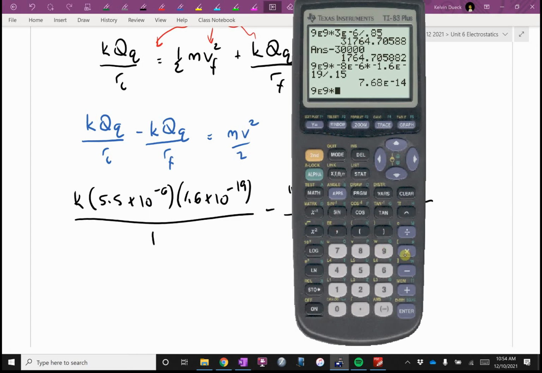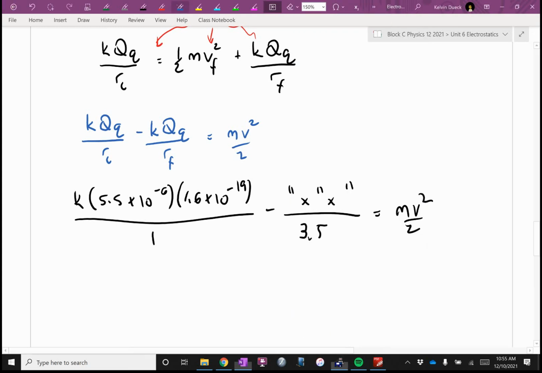9 times 10 to the 9th, 5.5 times 10 to the negative 6 times 1.6 times 10 to the negative 19. I know that dividing by 1 isn't going to change the answer, but I'm going to divide by 1 so that I can backspace in the second one. But I have mocked many of you for timesing by 1 or dividing by 1, and I will say to you, I'm doing this deliberately in the full knowledge that it's redundant, so don't tell me that I don't understand my calculator. I get 7.92 times 10 to the negative 15. Eesh, that's messy, Mr. Dewick.